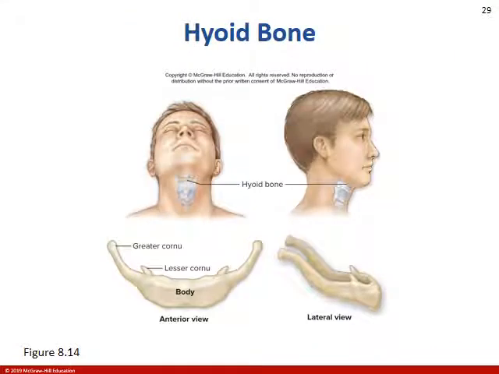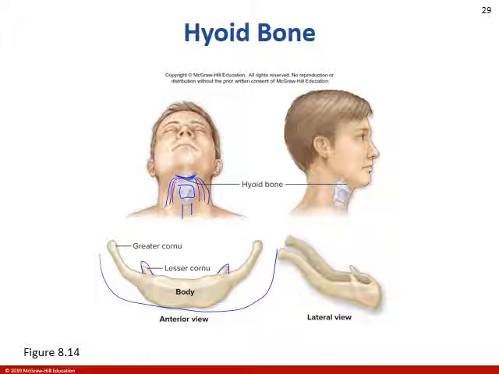Finally, we get to move away from the skull and talk about the hyoid bone. You can see in this enlarged image that there are some special features, and they're going to allow for neck muscles to hang from this bone. You can see that it is superior to the larynx and the trachea.